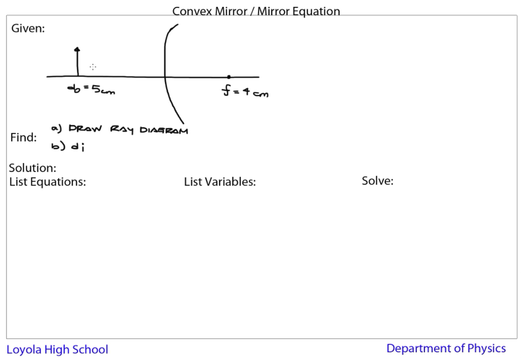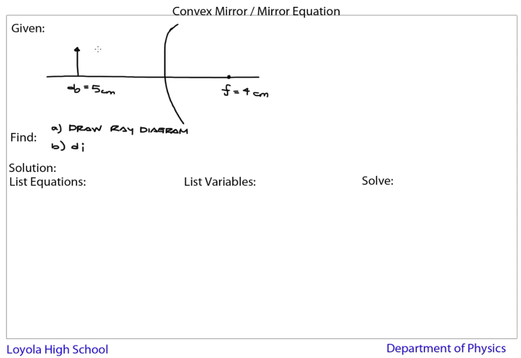In this video, I'm going to talk about how to draw a ray diagram for a convex mirror and how to use the mirror equation to locate the image. So first, I have a convex mirror and the focal length of this mirror is 4 centimeters if we were on the concave side. But I'm going to put an object here on the convex side. It's going to be 5 centimeters from the mirror, and I'm going to do two things. I'm going to draw the ray diagram to locate the image, and I'm going to calculate di quantitatively.